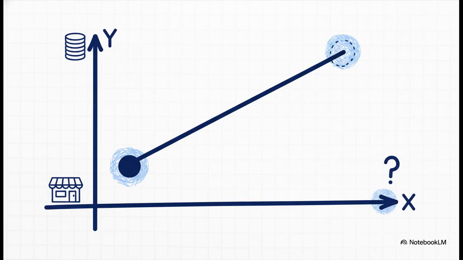To get a feel for how it learns, let's think about a super simple example. Say you've got two dots on a graph. One represents a company's number of stores, and the other its revenue. Well, you can just draw a straight line between them to guess what the revenue might be for a new company with a different number of stores. That little line? That's a very, very basic predictive model.